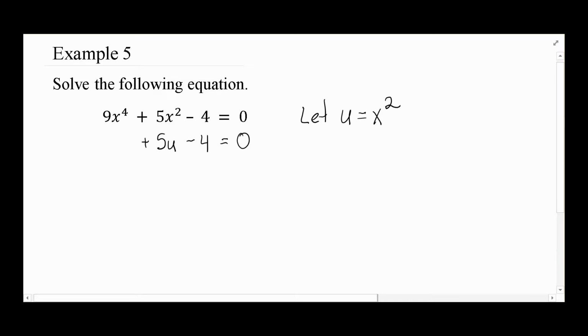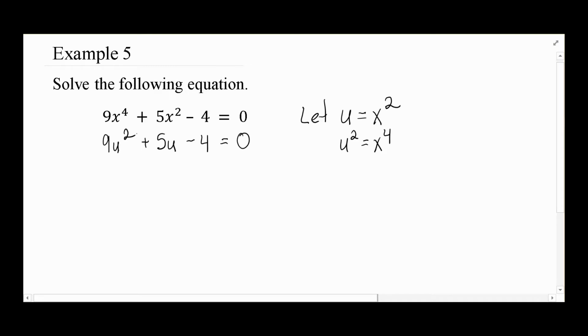Now for the x to the fourth part, if u is x squared, then if I square both sides, u squared would be the same thing as x to the fourth. So 9x to the fourth is the same thing as 9u squared. All we've really done is put a costume on this problem. We said instead of x squared, let's just call it u. We're going to use u as a middleman, because we're transforming or disguising our problem as an actual quadratic.